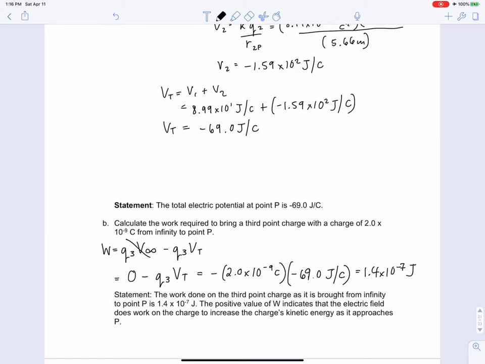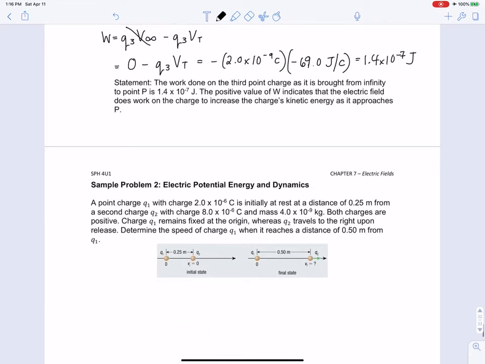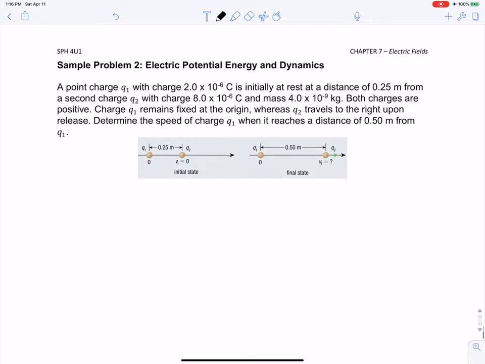Okay. In sample problem number 2, we're going to find the electric potential energy in dynamics of charged particles, and we'll incorporate the law of conservation of energy as we do so. So we have our initial state and our final state. In our initial state, Q2 is at rest. In our final state, we want to determine the speed of Q2.